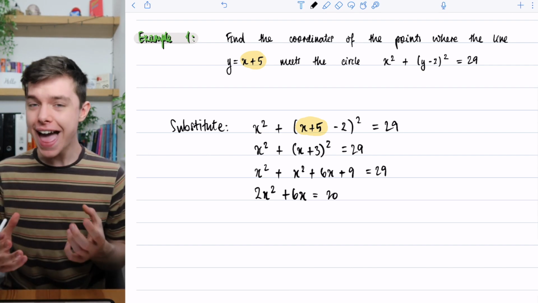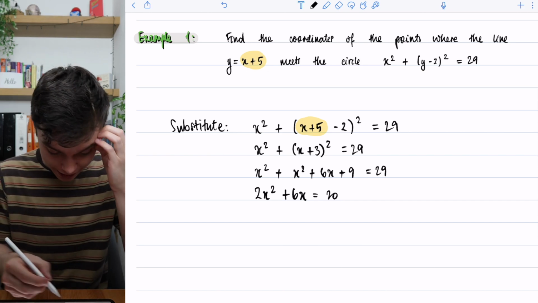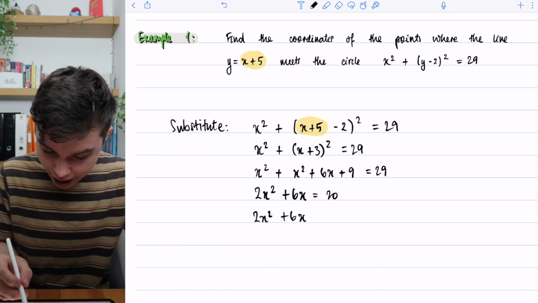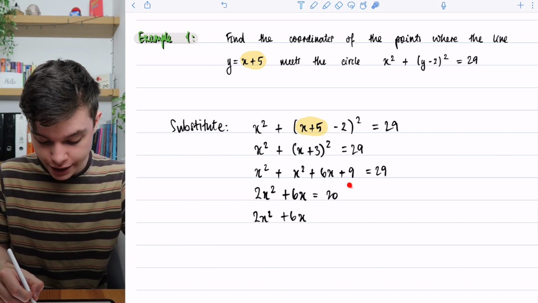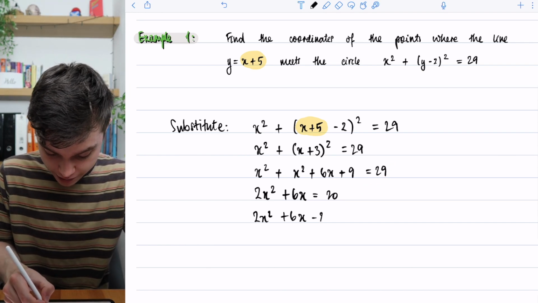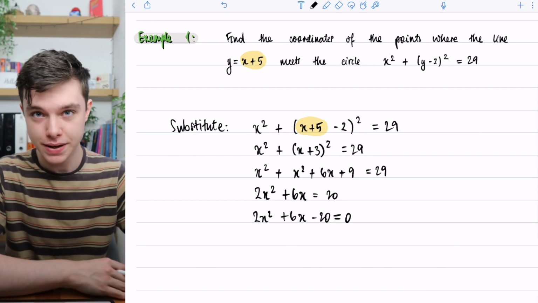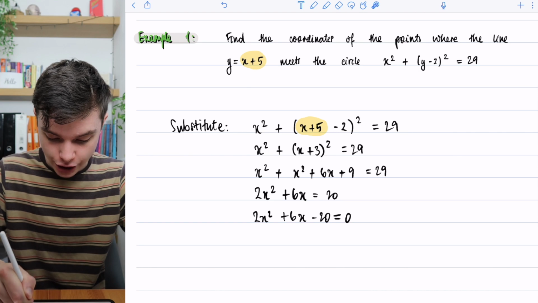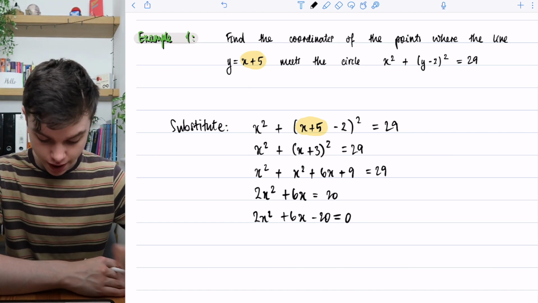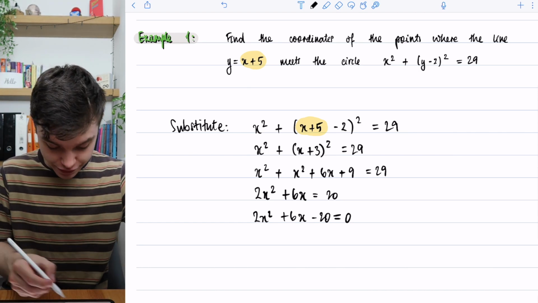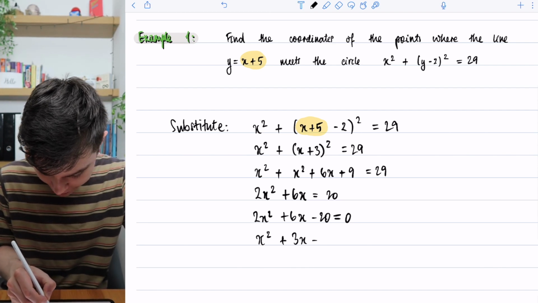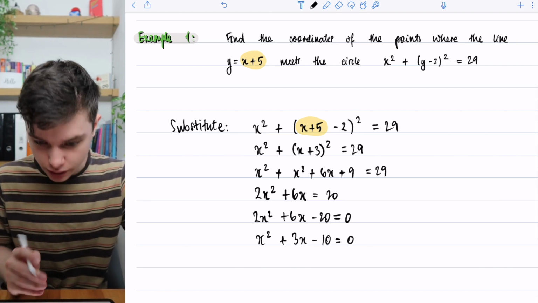And then I'm going to solve the quadratic. So I'm going to have 2x squared plus 6x, and I suppose you could have taken 29 over this side straight away to give you minus 20 is equal to 0. The maths just works a little bit nicer if you take the 9 over to the 29. So now we have that. I'll divide by 2. x squared plus 3x minus 10 is equal to 0.